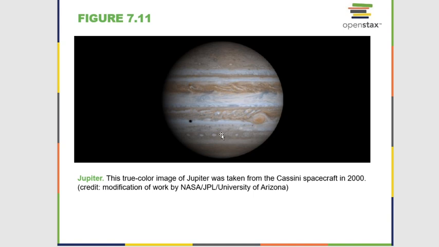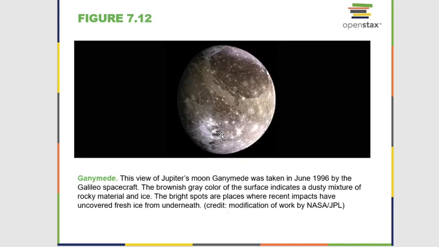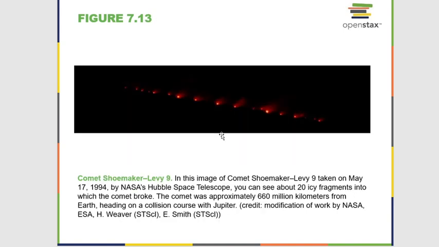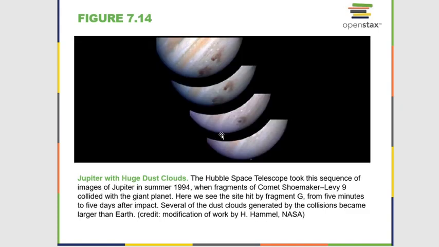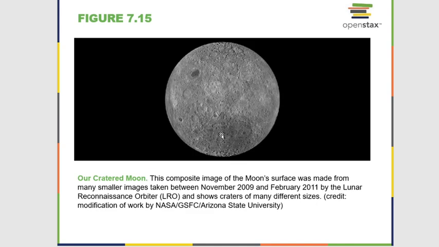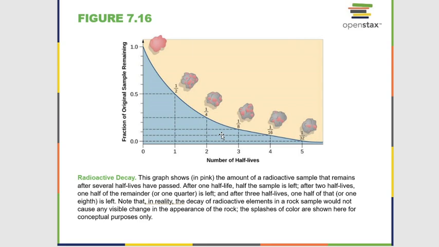There's a nice picture of Jupiter taken by the Cassini spacecraft as it was going to Saturn. Here's Jupiter's moon Ganymede. This is the Shoemaker-Levy comet that hit Jupiter in the summer of 1994. Those are the places where it hit. It just happened to hit right during the weekend of my wedding when I got married. Here's our moon. Now we get to what we're going to talk about.